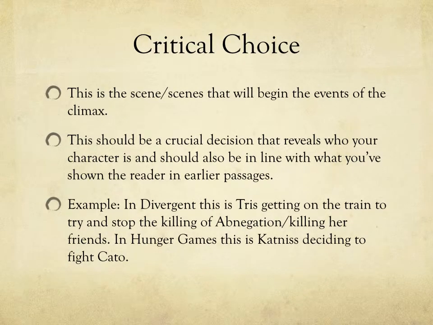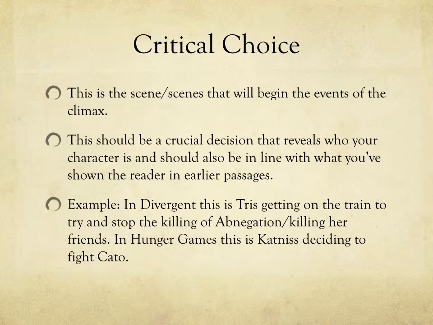And then at the end of the surprise is the critical choice. This is the scene that will begin the events of the climax. It's a crucial decision that reveals not only who your character is, but should also be in line with what you've shown your reader in the earlier passages. For example, if your character is very meek, this should be the point at which they decide to no longer be meek, or they fail to make a critical choice because they are meek. This should be the turning point for your character, and also the turning point for your story.